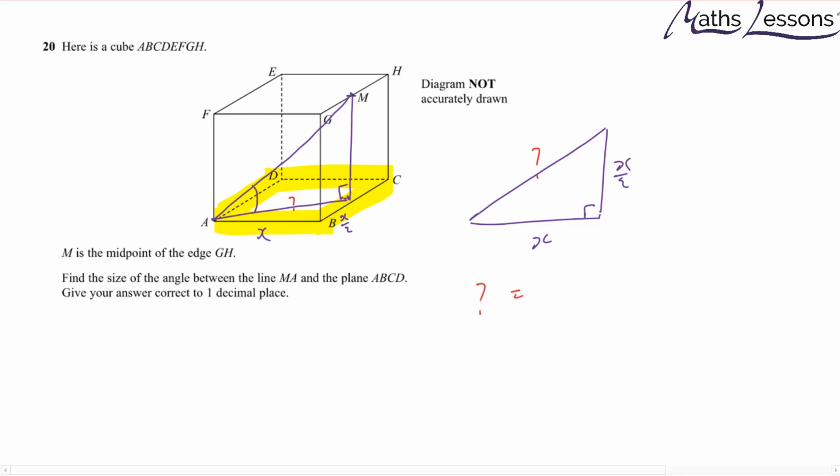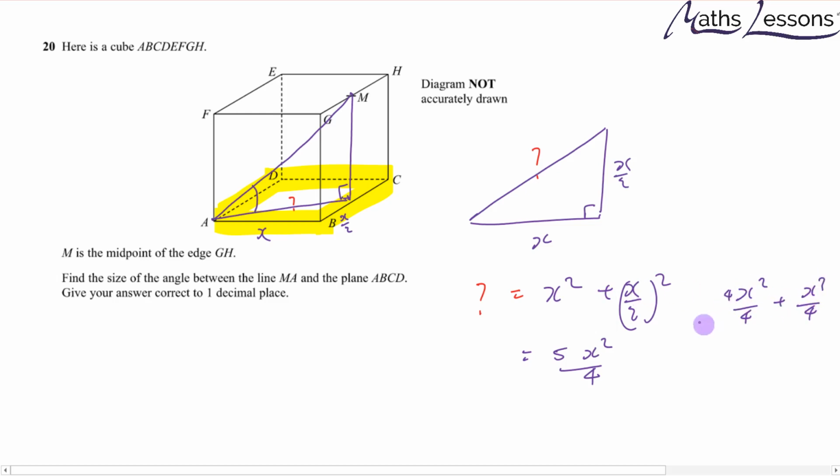The question mark squared equals x squared plus x over 2 all squared. Add that together and a quarter x squared plus 1x squared is 5x squared over 4. I'll write that all out so you can see it. x squared can be written as 4x squared over 4, because it's the same as 1x squared. Add x squared over 4 and you get 5 lots of x squared over 4. That's what the question mark squared is, so we want to square root all of that. We get the square root of 5 times x, over the square root of 4, which is 2. Now we know this length here.